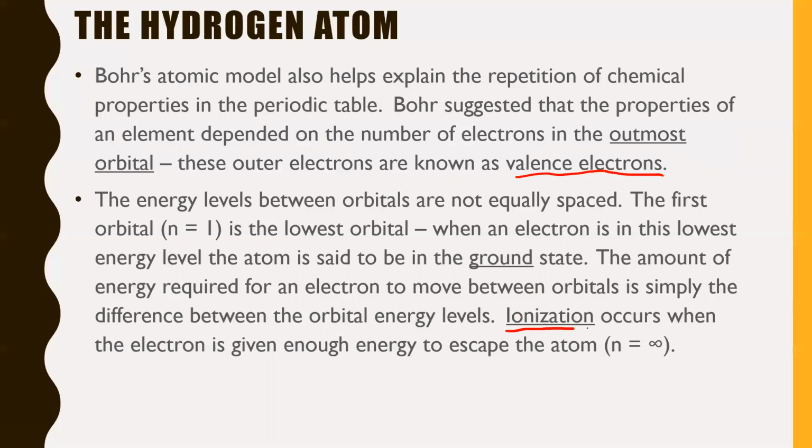Now, ionization, where you actually get something ionized, where it becomes an ion, and remember, it becomes an ion if it gains or loses an electron, occurs when the electron is given enough energy to escape the atom. Now, for all intents and purposes, we say that the escaping of an atom is where n is equal to infinity. Remember, n is 1 is your lowest orbital, then you have n is 2, n is 3, n is 4, and onwards. But we say n is infinity just by standard, to say that it's gone now. It's left the atom. There's no more orbital level. It's out of there, right?